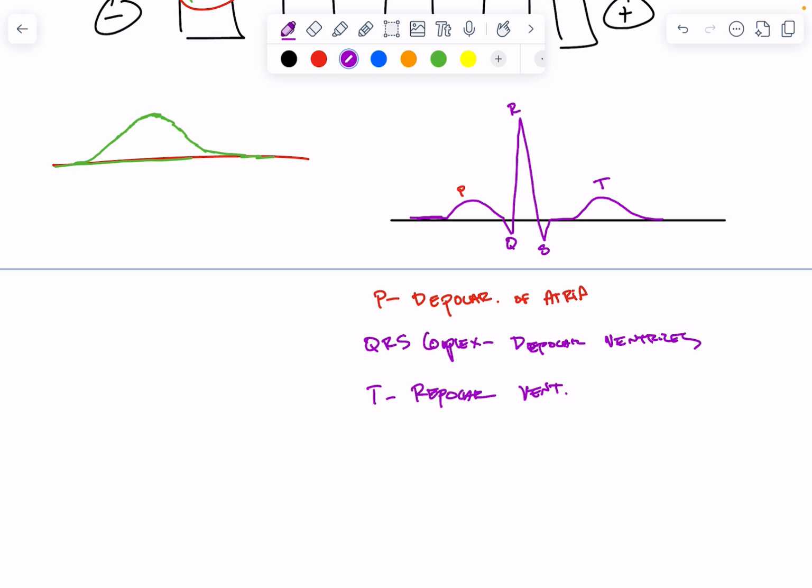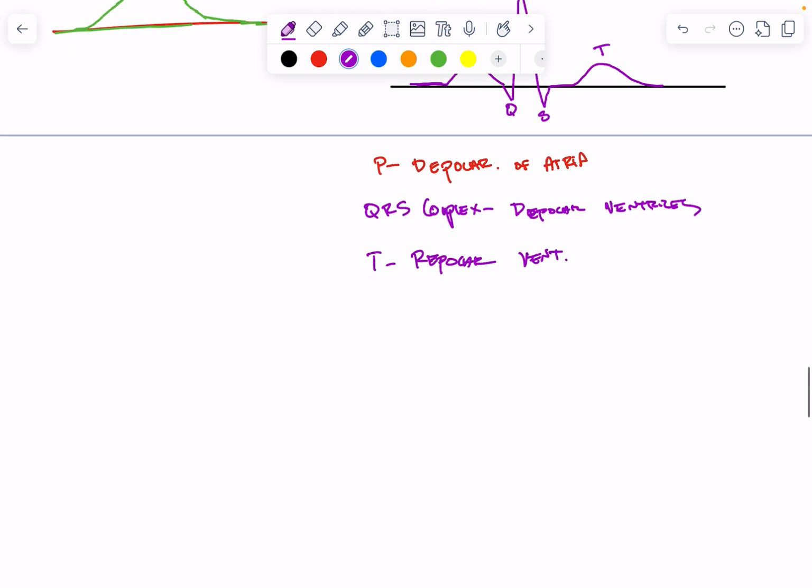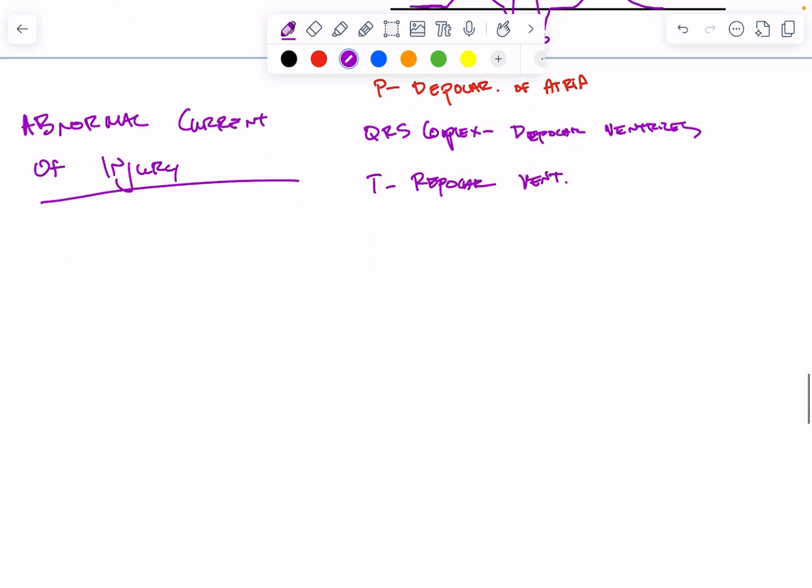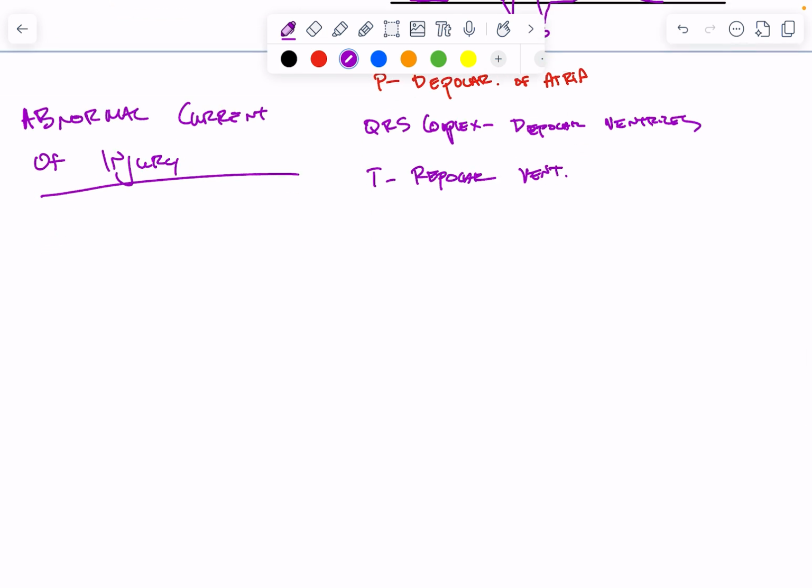Okay, so now we're going to talk about STEMI and NSTEMI. Those are referred to as abnormal current of injury. And essentially what that is, you can detect on the EKG when an aspect of the heart is repolarizing or depolarizing at a different time or at a different rate than usual. So we're going to have two different things that cause that, something that we call an NSTEMI or a STEMI.